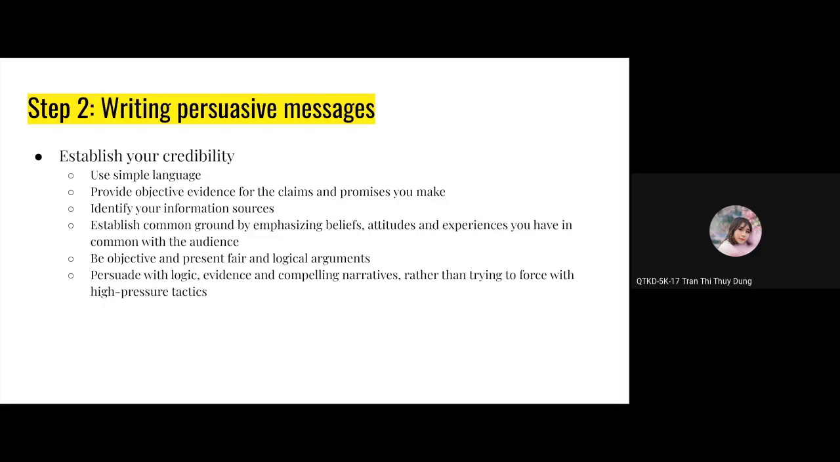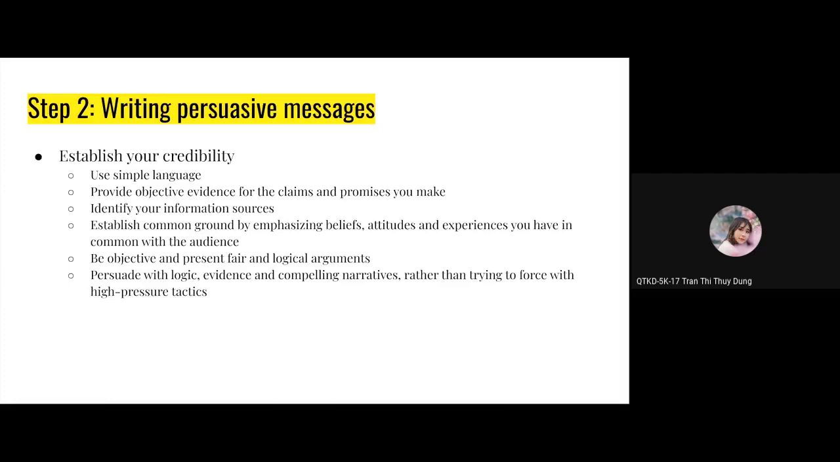Okay, so in step 2, writing the persuasive message, because in a persuasive message you need to persuade someone to do something, right? Therefore, you need to establish your credibility to make them trust and believe in you. Some techniques to establish your credibility, for example: use simple language. Don't use big words or technical words that make it difficult to understand. Provide logical, objective evidence for the claims and promises you make. Identify your information sources.